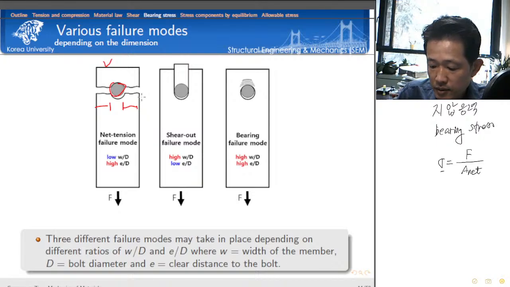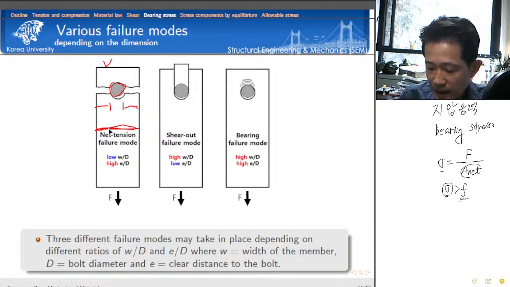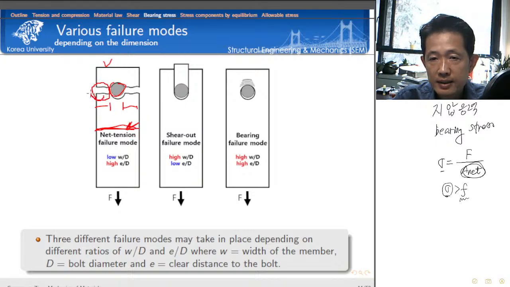If this tensile stress exceeds the strength criterion, then we can imagine this member would fail by tension. Obviously, the normal stress calculated over the full cross section is smaller than the tensile stress that we calculated for this net section, because the full area is greater than the net area.